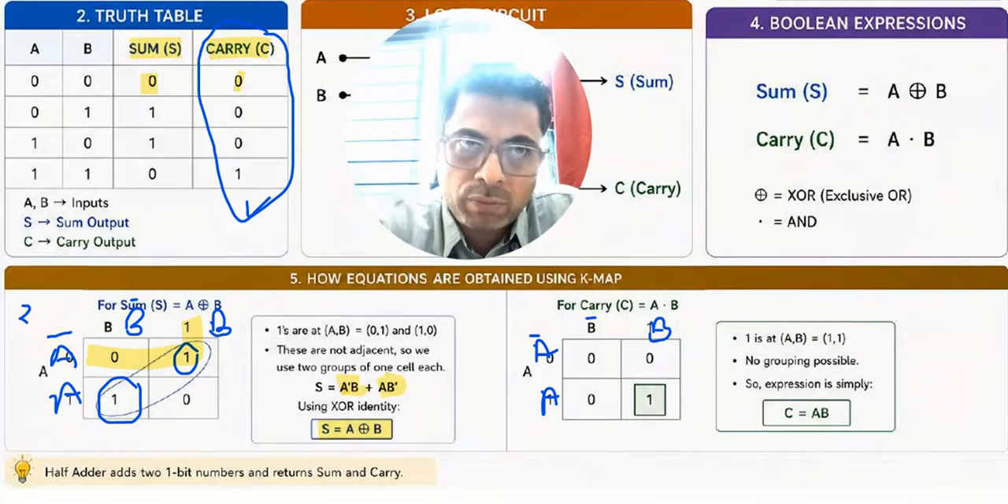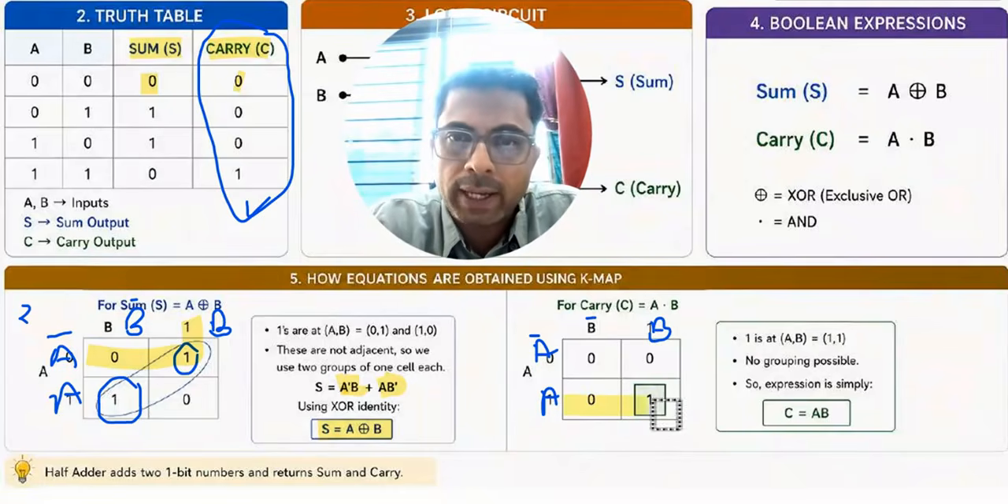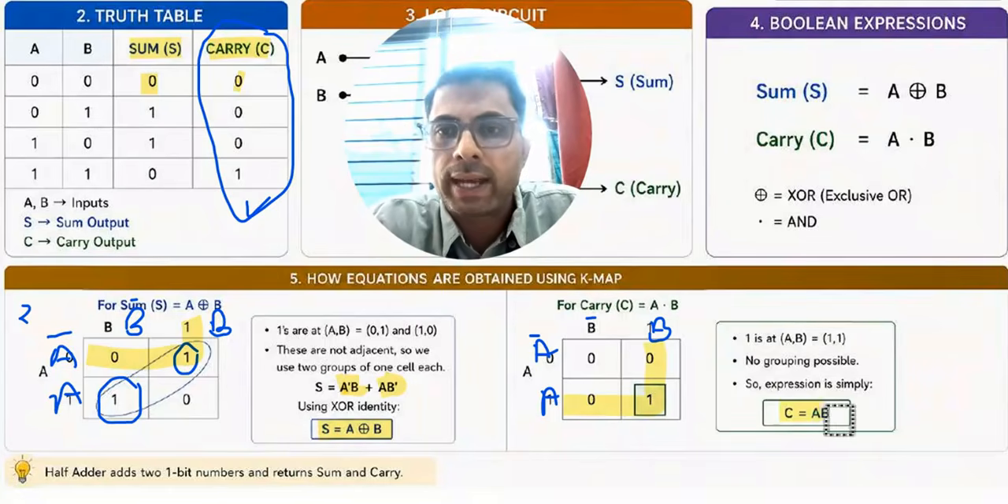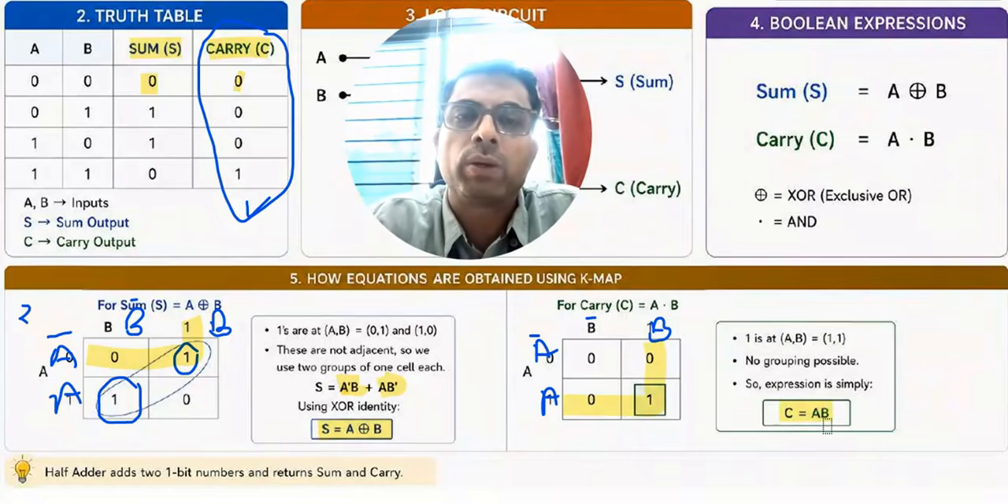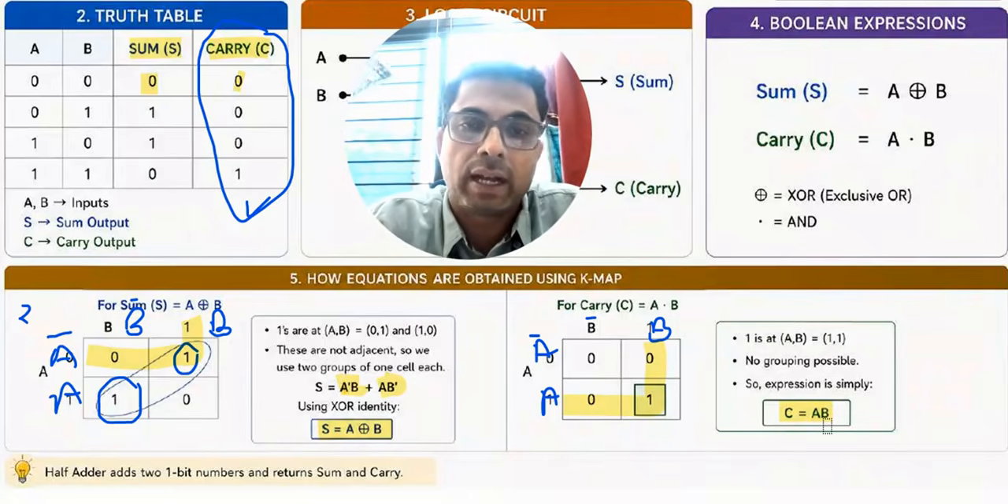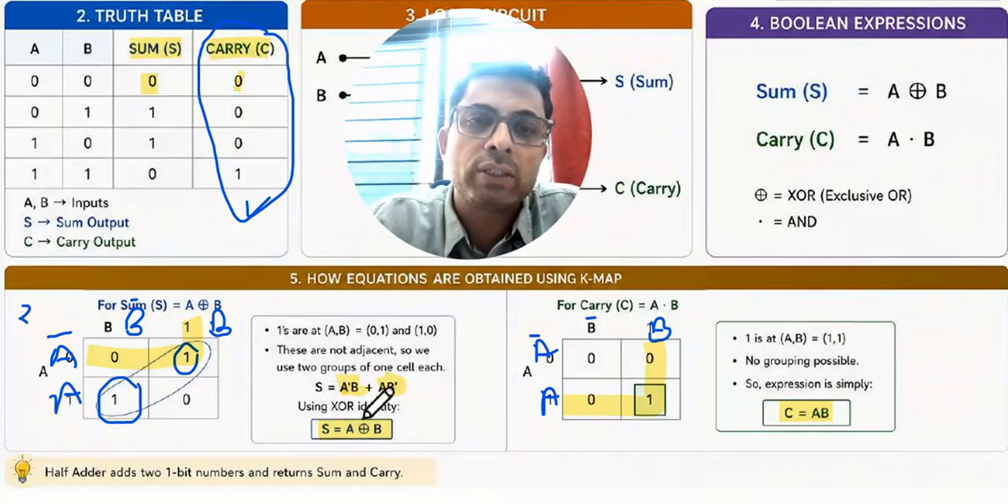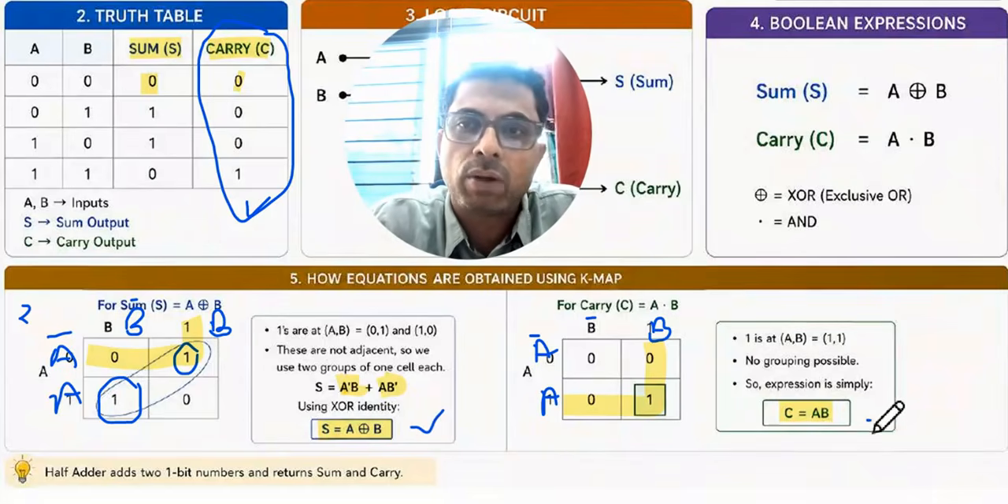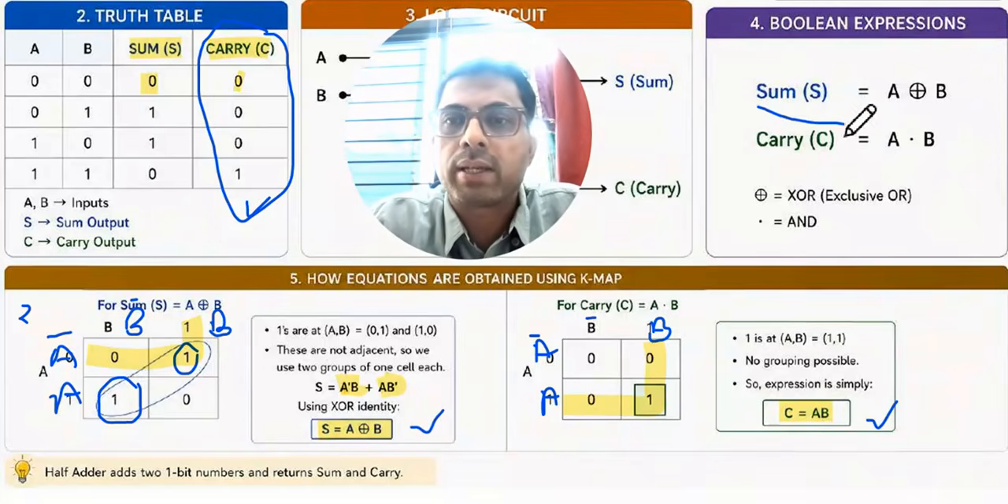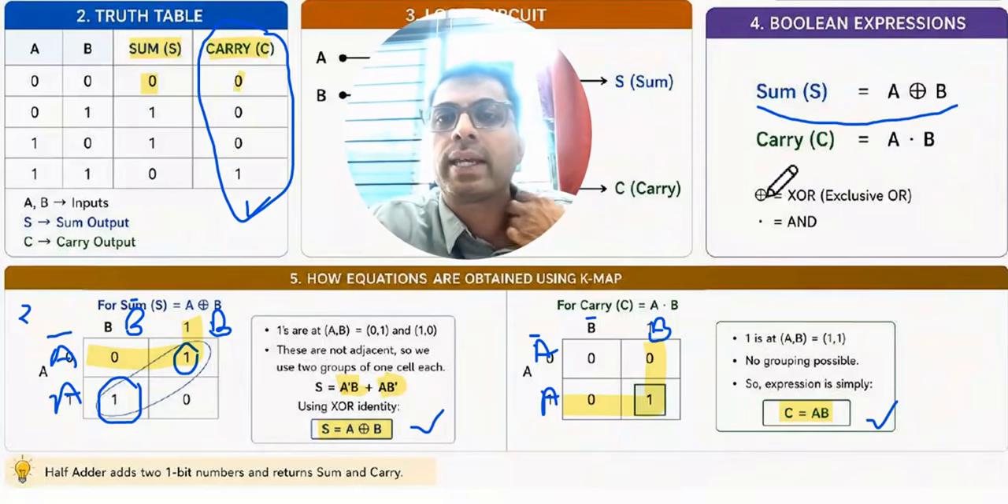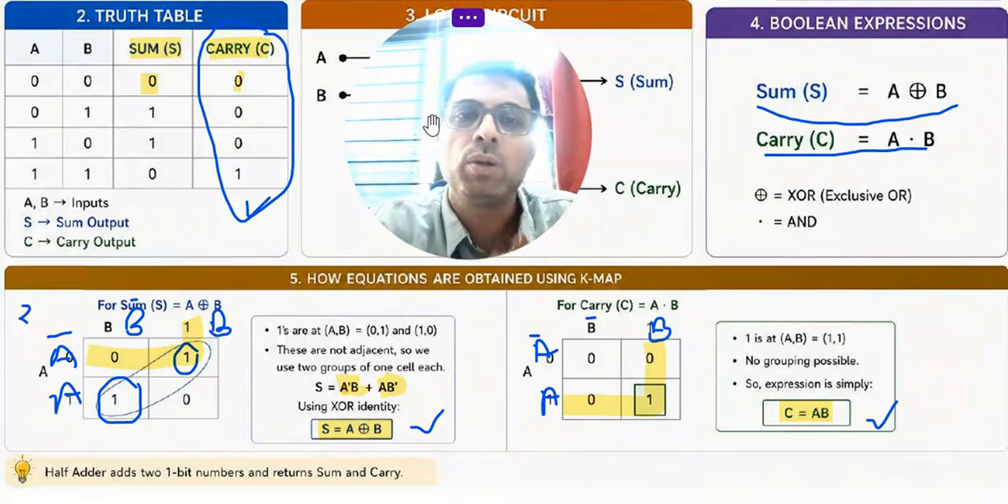So what will be the equation for this? A into B. So what is the carry wala simple equation? A into B. Toh A into B mein kaun sa gate lagega? Multiplication hai toh AND gate lagega. So we have got the two equations, one for sum and the other for carry. So the same is mentioned over here. Sum is A XOR B and carry is A into B.